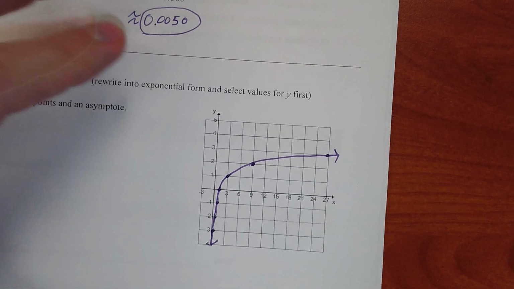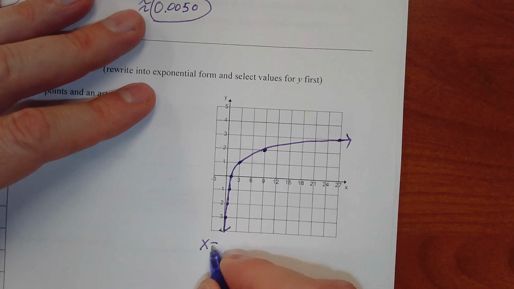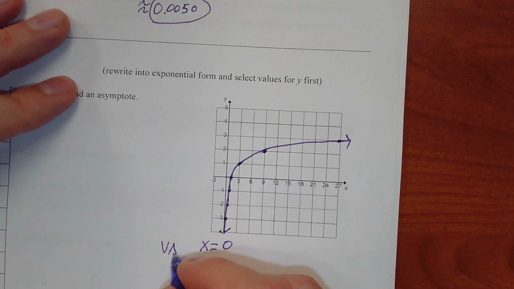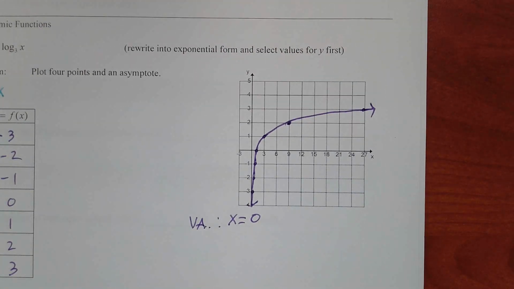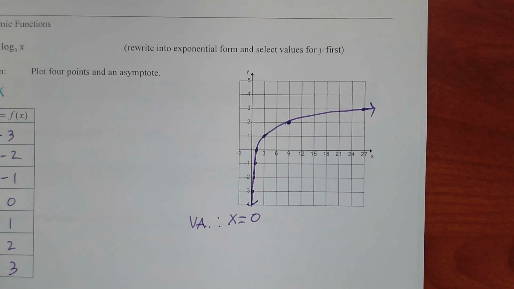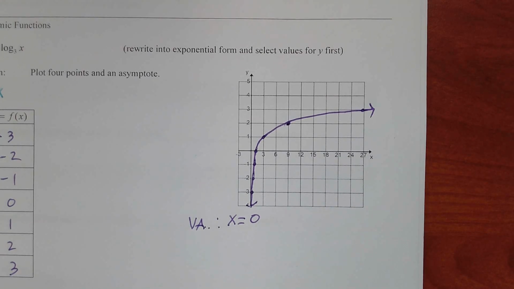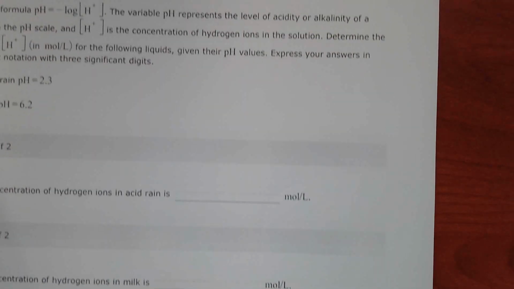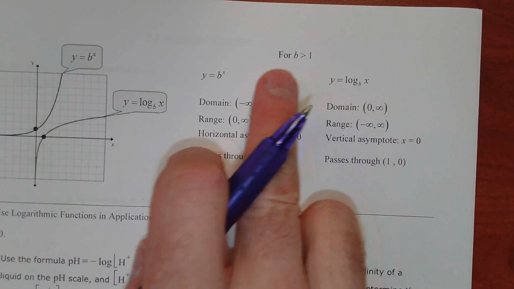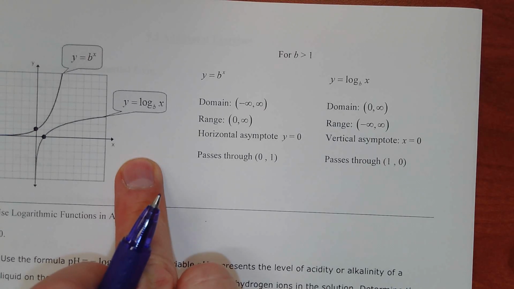And then our vertical asymptote would be x equals 0. So I think if I remember correctly on the homework, you'll need to draw in that vertical asymptote and give it like 4 points to be able to plot it. So again, just kind of summarizing what we said before.